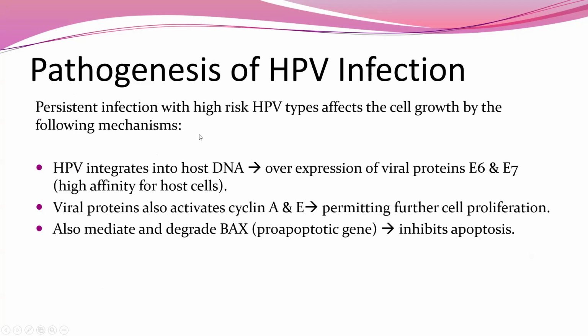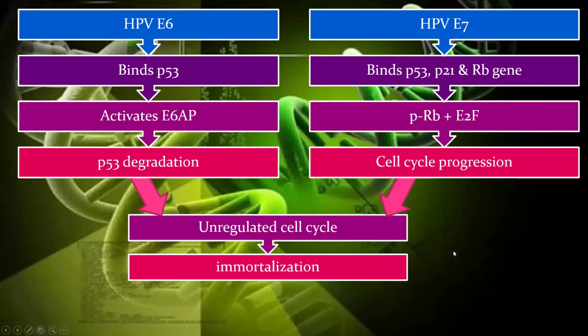Pathogenesis of HPV infection: persistent infection with high-risk HPV types affects cell growth by the following mechanisms. HPV integrates into the host DNA, with overexpression of viral proteins E6 and E7. The viral proteins activate cyclins A and E, permitting further cell proliferation. They also degrade the pro-apoptotic gene called BAX and inhibit apoptosis, so programmed cell death is inhibited.